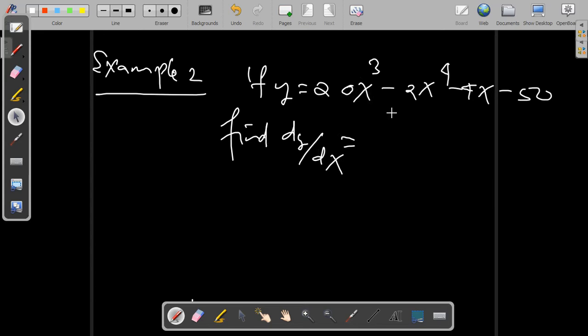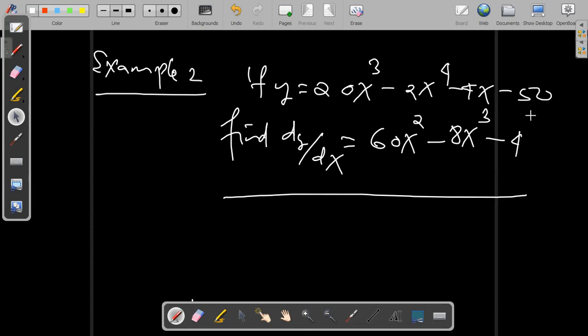You differentiate it, and it will be equal to 3 times 20 is 60x, then take 3 minus 1, raised to power 2, minus 8x. Then 4 minus 1 is 3, raised to power 3, minus 4. So this will be the answer, since when you apply the derivative on a constant number, its answer is equal to 0.